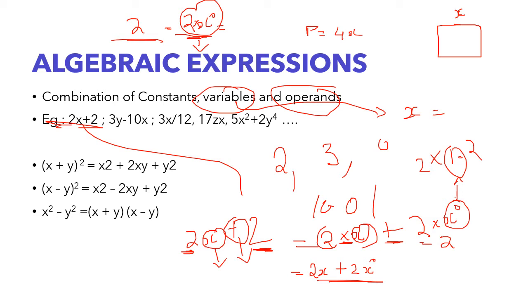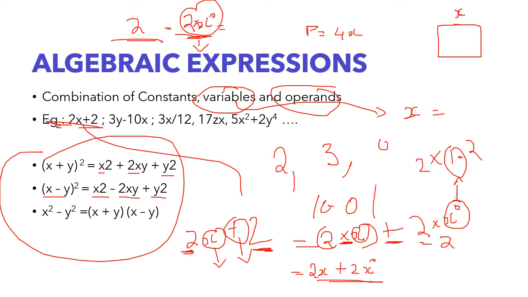Coming back to the topic, we have already learned some identities like these. These are known as algebraic identities. x plus y the whole square is equal to x square plus 2xy plus y square. Similarly, x minus y the whole square is equal to x square minus 2xy plus y square. I'm sure that this is not y2, it is y square, and this is x square. Similarly, over here also it is x square and this is y square. So x plus y the whole square is equal to x square plus 2xy plus y square. x minus y the whole square is equal to x square minus 2xy plus y square. x square minus y square is equal to x plus y into x minus y.